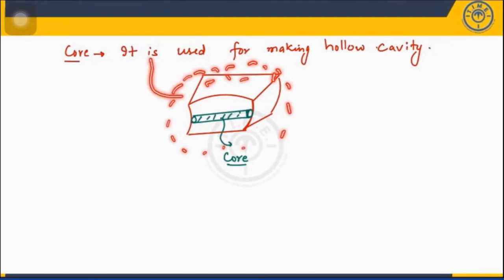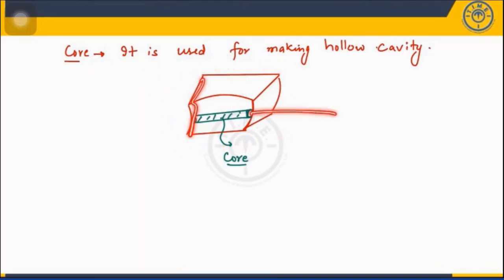From the gating element, the liquid molten metal will enter, and after solidification, what will happen? The sand mold can be broken, you will get this product, and this core you can take out. If you take it out, then you will get the hollow cavity. So core is basically used for making hollow cavity. Now, if you are pouring the liquid molten metal here, what will happen? This core will get displaced. Yes or no?